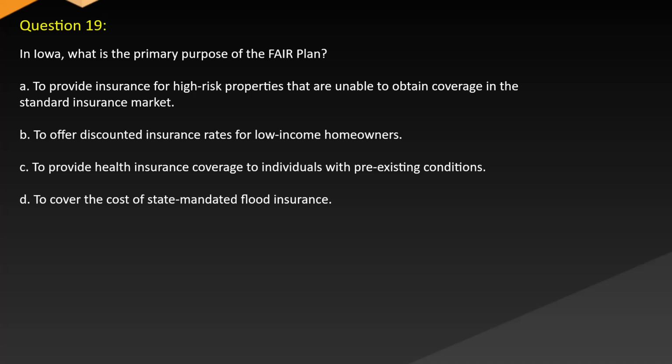Question 19. In Iowa, what is the primary purpose of the FAIR Plan? A. To provide insurance for high-risk properties that are unable to obtain coverage in the standard insurance market. B. To offer discounted insurance rates for low-income homeowners. C. To provide health insurance coverage to individuals with pre-existing conditions. D. To cover the cost of state-mandated flood insurance.